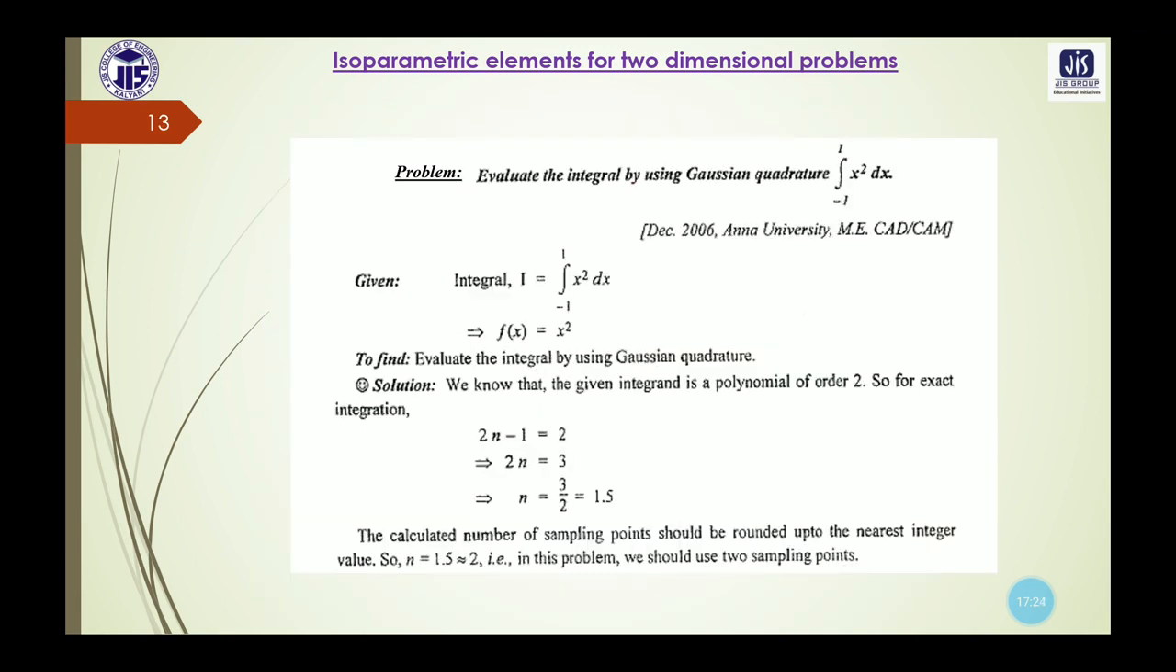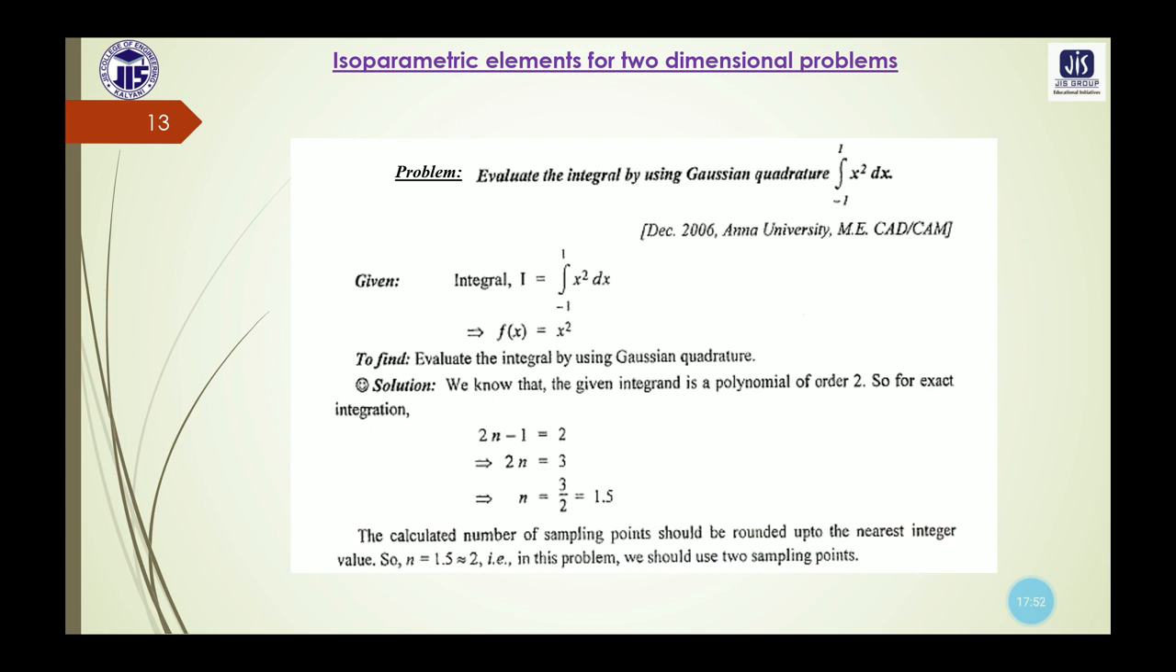Let us move to the next numerical. We need to evaluate the integral by using Gaussian quadrature, and the problem given is minus 1 to 1 x square dx. Now the integral given is minus 1 to 1 x square dx, so fx is only x square. Now we need to evaluate this integral using the Gaussian quadrature concept.